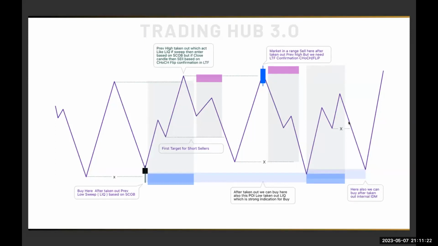Did you say no chalk needed when it sweeps the low? Yes, sir. When it sweeps the main high or low, you don't need lower time frame chalk or flip or anything. Simply you can buy or sell based on single candle order block, also based on lower time frame 1 minute single candle order block after refinement of the higher time frame COB.